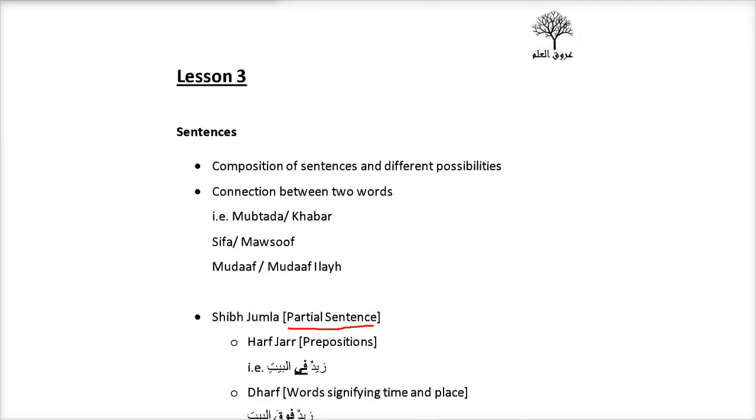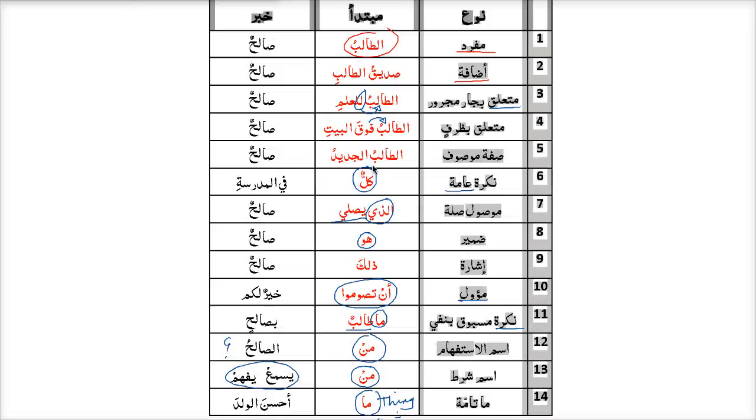Now, if you remember, I told you about composition of sentences and different possibilities. This is one type of sentence, known as a mubtada khabar sentence, and khabars can take different forms as well. I didn't send you that yet. I'll send you that next week, inshallah. The different forms, and there are not that many.